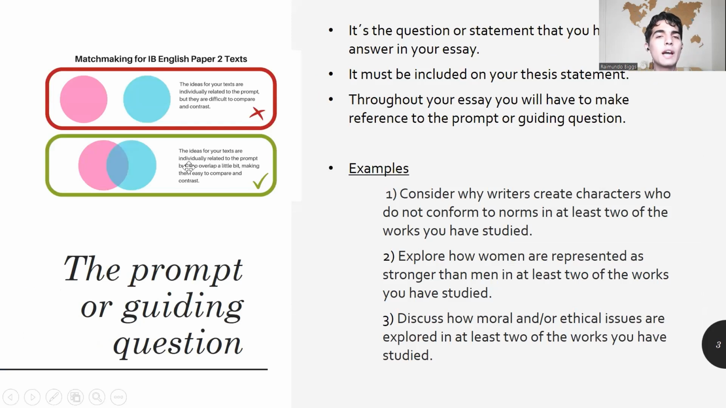Well, the prompt or guiding question. It's the question or statement that you will have to answer in your essay. This should be the base of your entire essay and how you compare both texts. It must be included in your thesis statement. Then we're going to see how you can construct your thesis statement and how the prompt needs to be included in there. And throughout your essay, you will have to make reference to the prompt or guiding question.